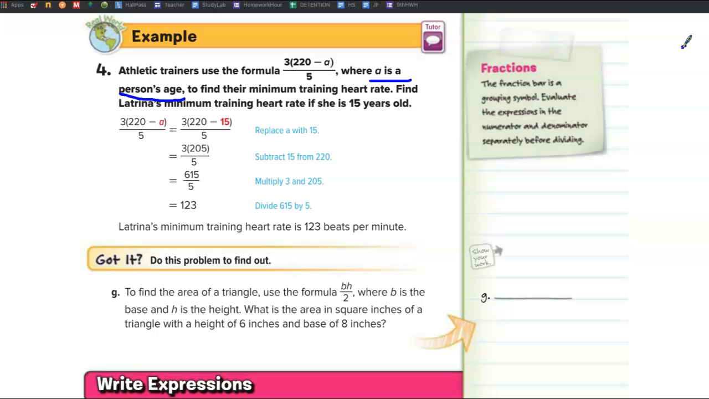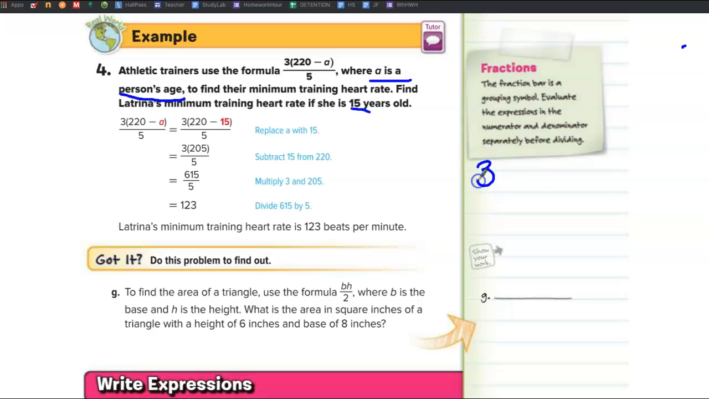Okay, so how old is Latrina? 15. Okay, the reason I say that is because if they had given you another number, like Latrina's height or her weight, it's important to know what we actually need for the formula, which is their age. So what do I do with 15 then? Put it in where age is.